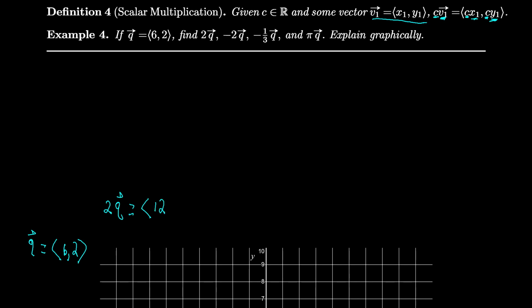So it's going to be 6 times 2, which is 12, 2 times 2, which is 4. Okay. And then you make sure to finish it off with a thing like this: -2 vector q is going to be -12, -4. I multiply each part by a negative. Awesome. -1/3 q is I multiply each part by -1/3.